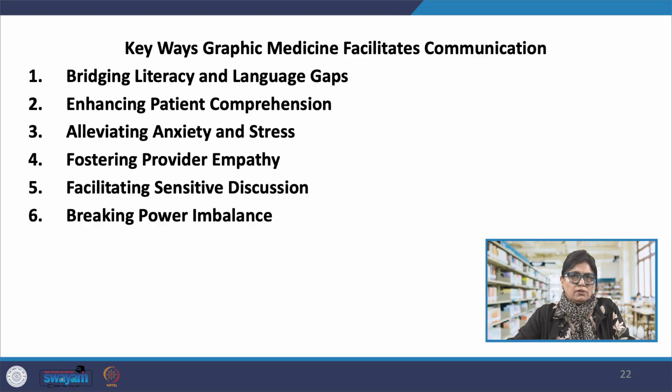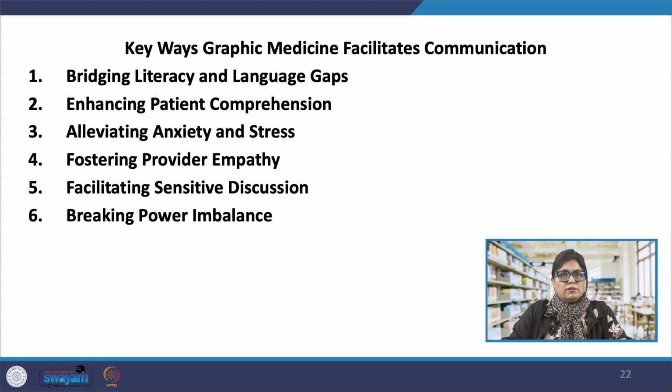Facilitating sensitive discussions. In familial or palliative care settings, comics can serve as a neutral third party to ease discussion about sensitive or stigmatized topics, including AIDS, end of life care, and mental health. Breaking power imbalances. Tools like graphic facilitation, where discussions are documented in real time as large scale posters, can help empower marginalized groups such as indigenous communities by making data ownership and collaborative problem solving more accessible.